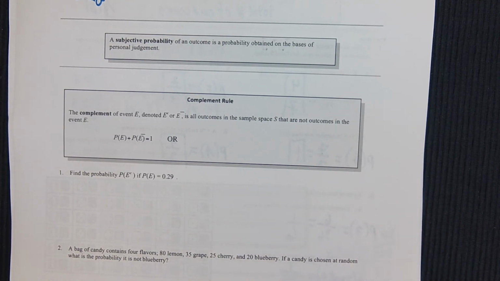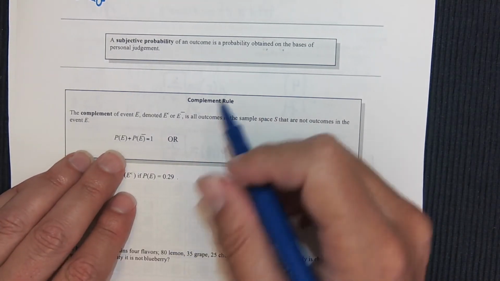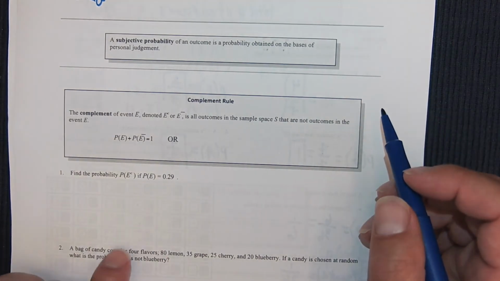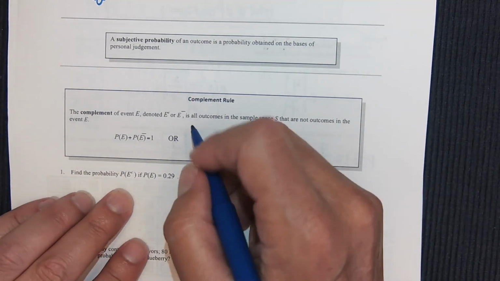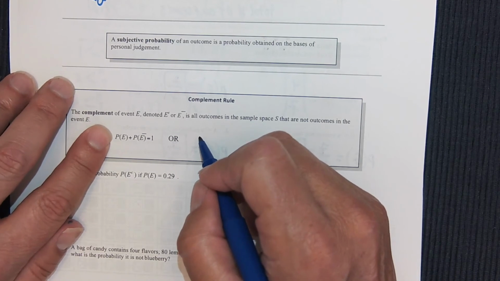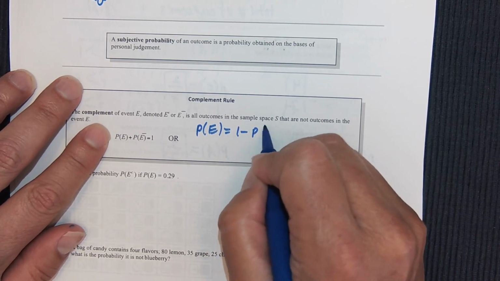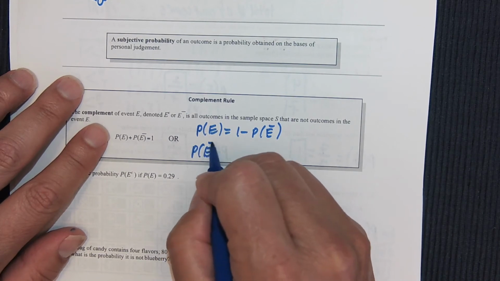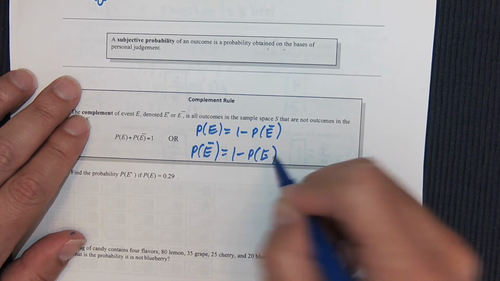Complement rule. So the complement means it's whatever's left over from the 100%. So can you see we have 2 different notations for it. We have E bar, and then sometimes they do E to the C power, it looks like. They both mean the same thing. Now, there's 2 other ways we can write this. This is the probability of E equals 1 minus the probability of the complement of E. So these both say the same thing.